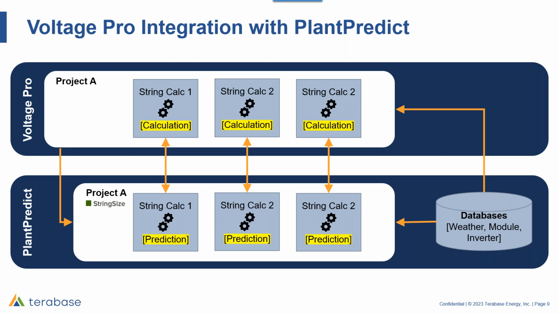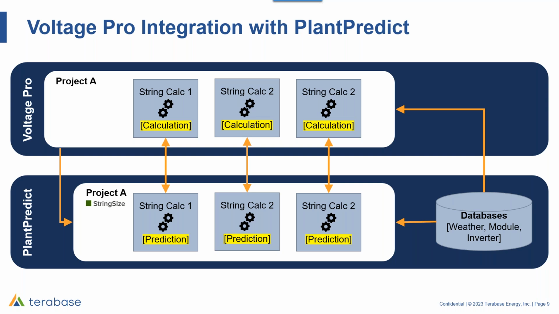So we're going to be going into a demo of Voltage Pro. But before we do, I'd like to talk briefly about the relationship between Voltage Pro and PlantPredict. Voltage Pro is tightly integrated with PlantPredict. When you create a project in Voltage Pro, a project of the same name is created in PlantPredict and is assigned as a string size type project. This helps facilitate searching and filtering of projects more easily within PlantPredict. Similarly, when you create and run a string sizing calculation in Voltage Pro, a parallel prediction is created in PlantPredict. And it's the prediction where the open circuit voltages are calculated for each time step of the simulation.